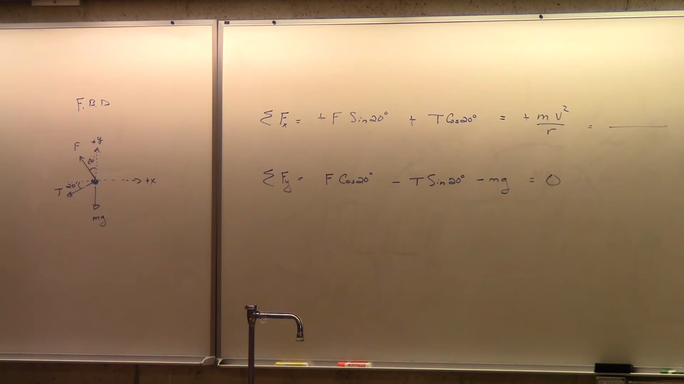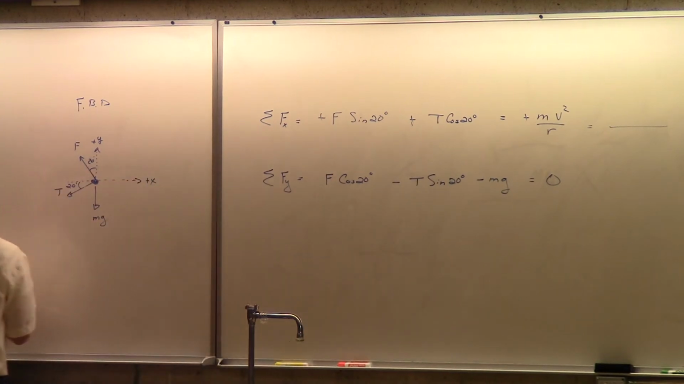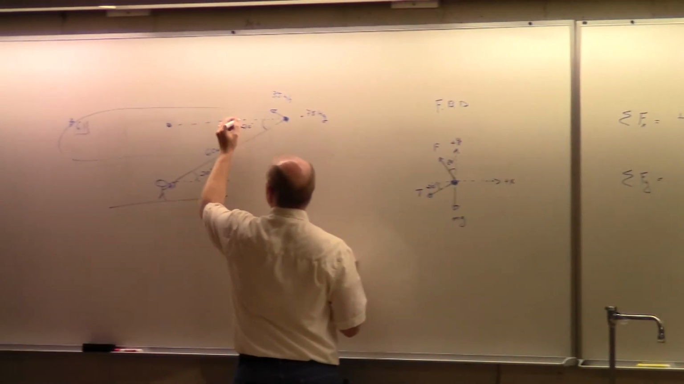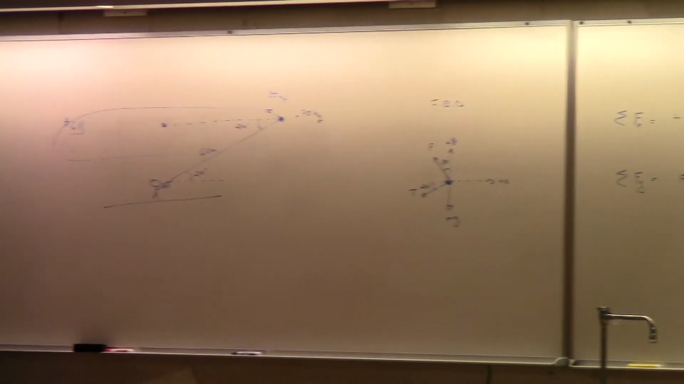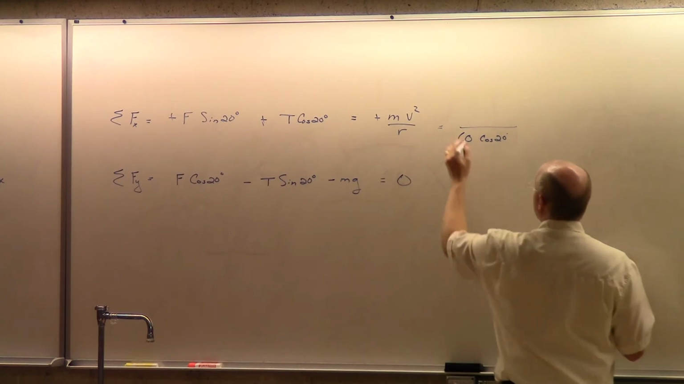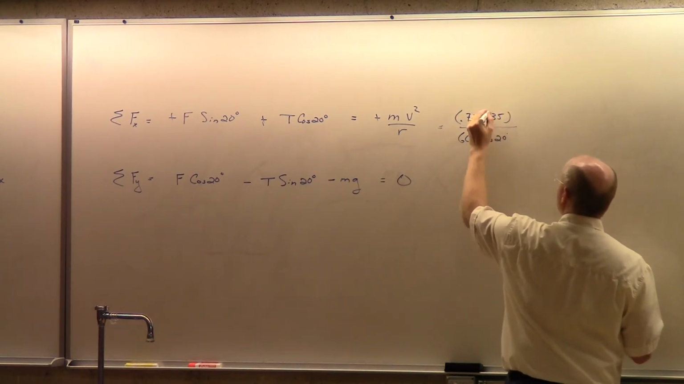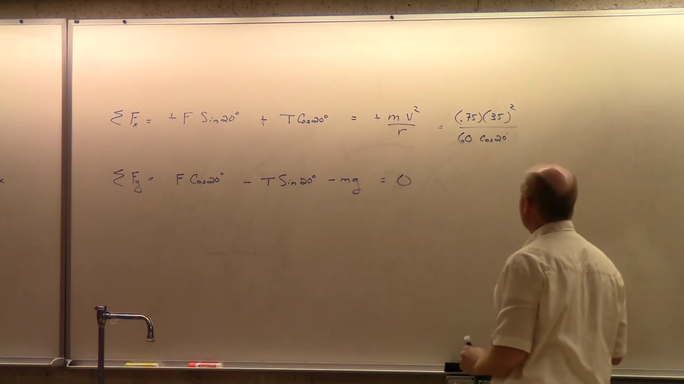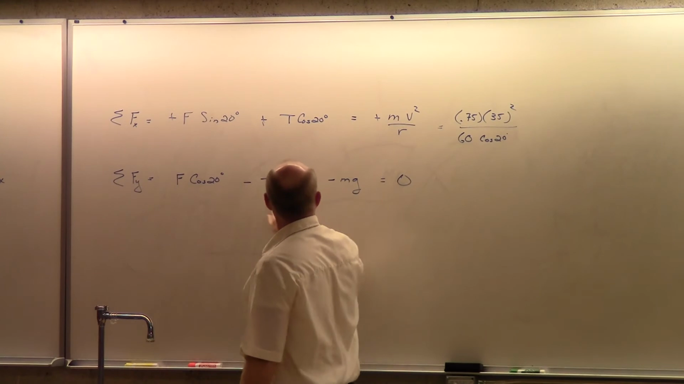Yeah, it's not 60, is it, right? So there's another little subtlety hopefully you caught there. It is going around in a horizontal circle, and this is its radius, so it would be 60 cosine 20. So this is 60 cosine of 20 degrees. This is the mass, 0.75. This is the speed, 35 squared. So I know all those. The F and the T I do not know.